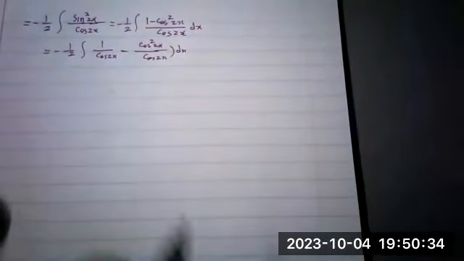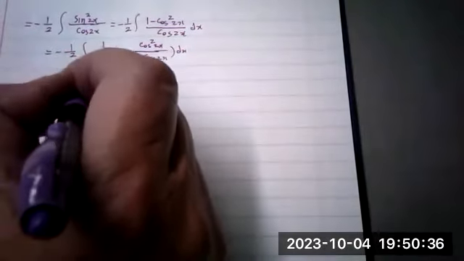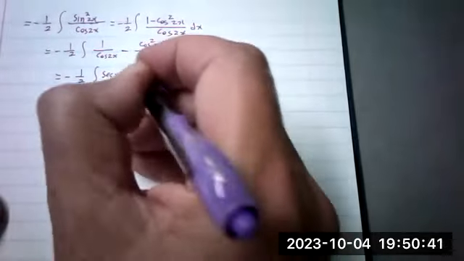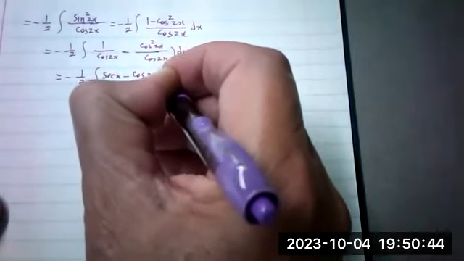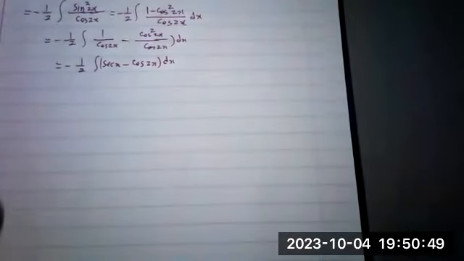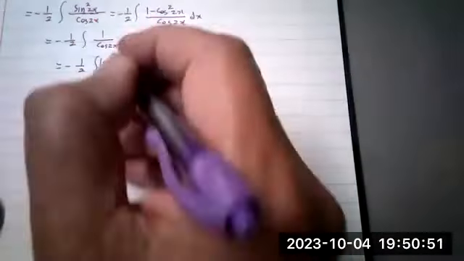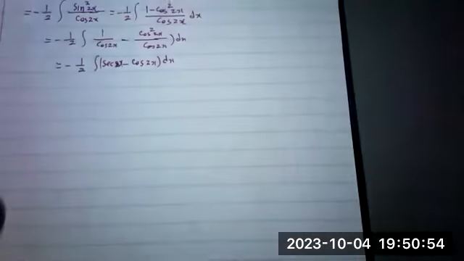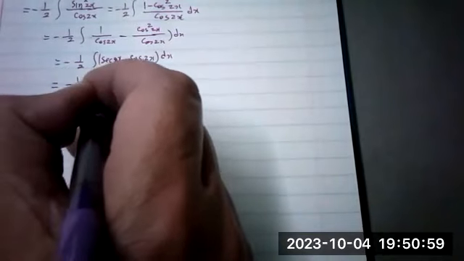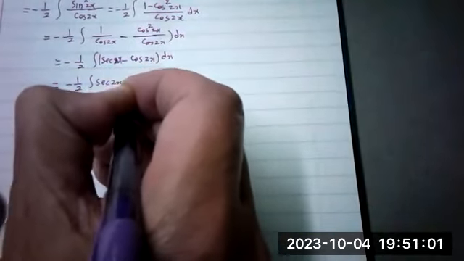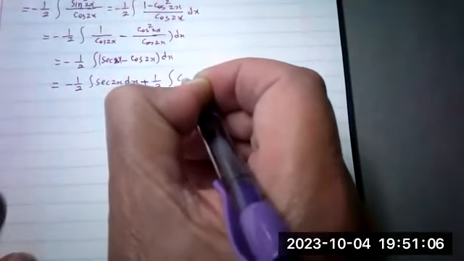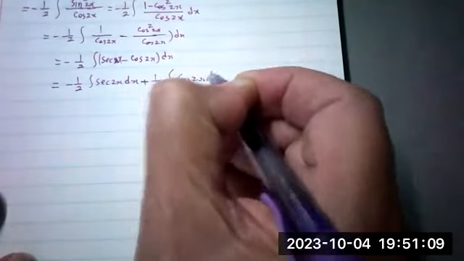You know that 1 over cosine is a secant. So that gives you secant. And this one, you simplify it, that gives you the cosine of the 2x. Secant 2x, yes. So basically, you are going to have a negative 1/2 integral of a secant of the 2x dx, plus 1/2 integral of a cosine of the 2x dx.